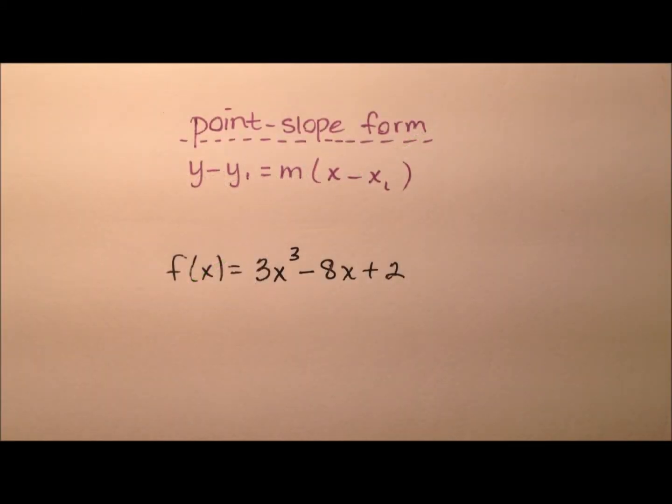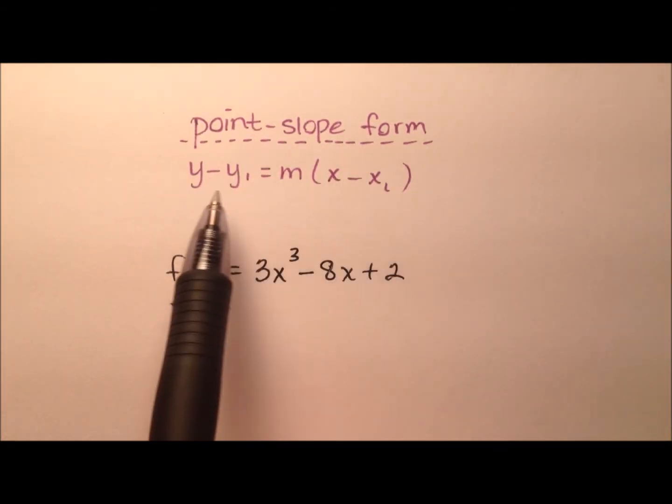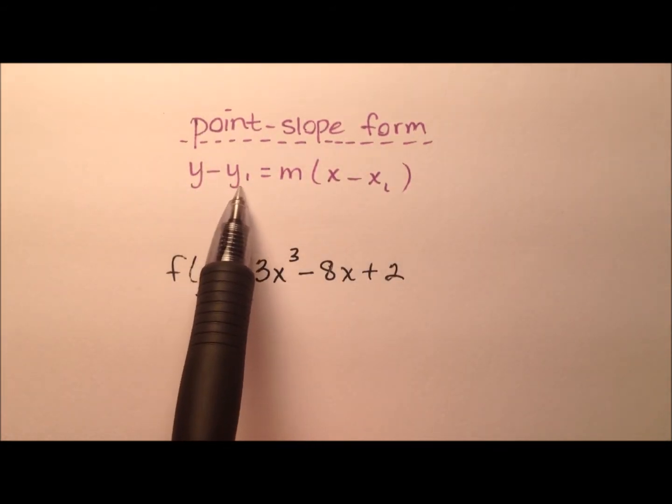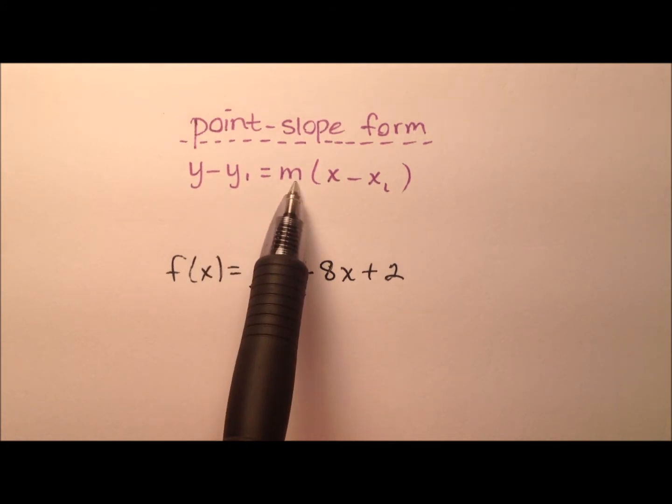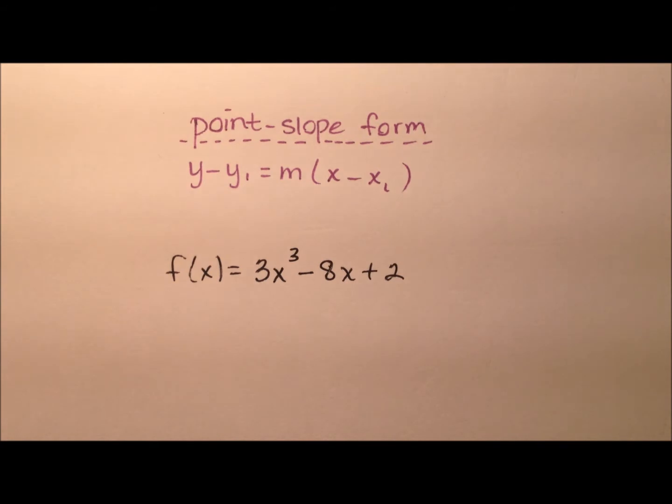For the most part, it's easiest to write these equations in point-slope form because you will only need an x value, its accompanying y value, and a slope. So let's go ahead and remind ourselves, point-slope form is y minus y1, which is the y value, equals m, which is the slope, times the quantity x minus the x value.